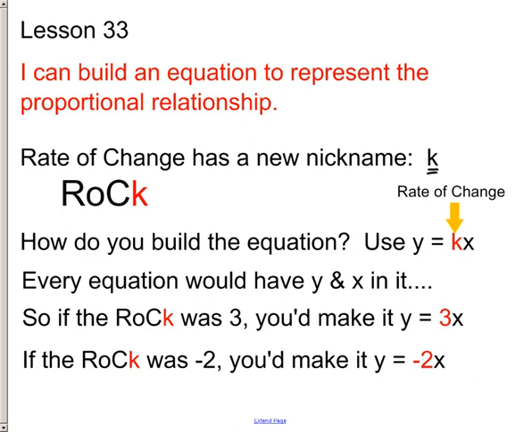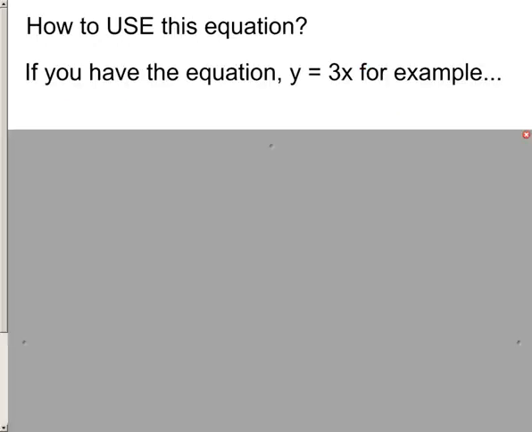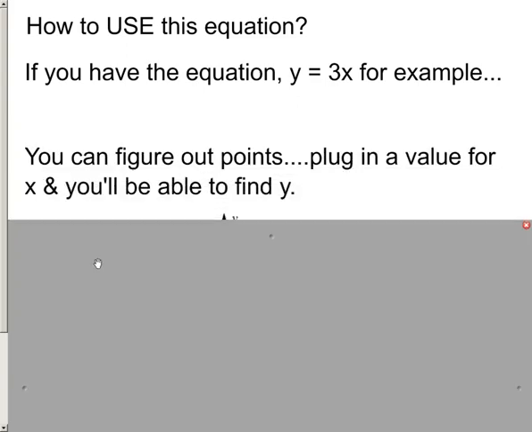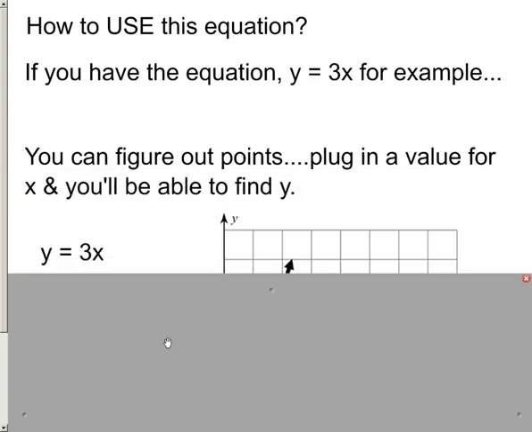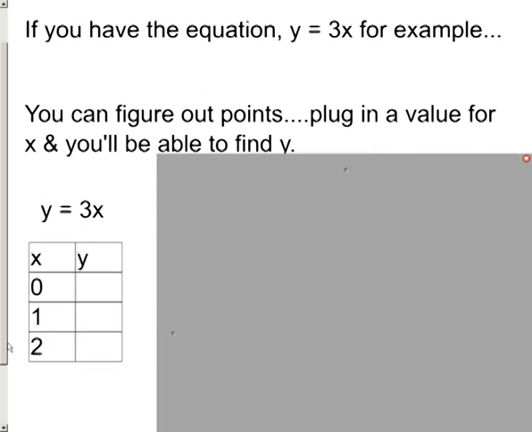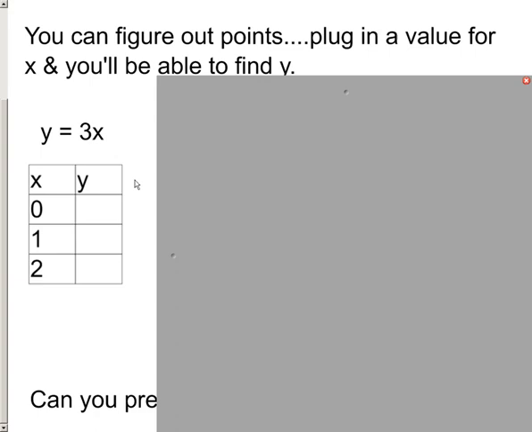Now, what does this mean? How can I actually use this equation? Okay, fair question. Well, let's go back to if our equation was y equals 3x, where our rock was 3, okay? Well, what if they gave you the equation, y equals 3x, and they gave you a table that was halfway completed. They gave you the x's, but they did not give you the y's. Well, if you know the equation, and you know that this equation goes with this table, you take this x value of 0, and you stuff it in right there for that x. So it's 3, 0.